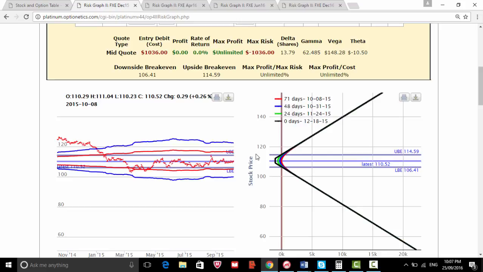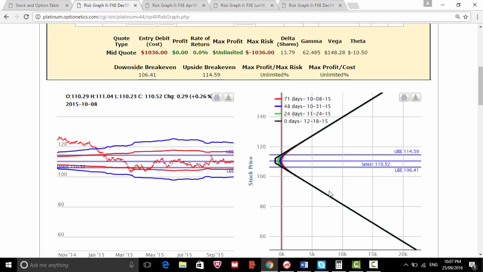Okay, this is the stock price here on the left, and I can also profit if the ETF goes down. The reason for that is because I've purchased both a call option and a put option. A call option generally profits as the stock moves up, and a put option generally profits as the stock or the ETF goes down in price.